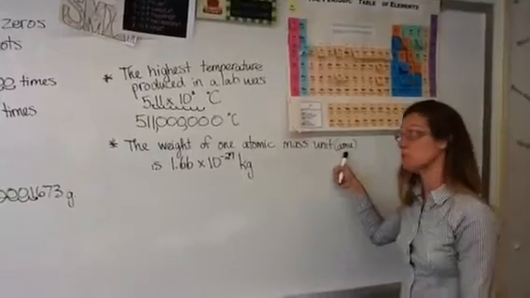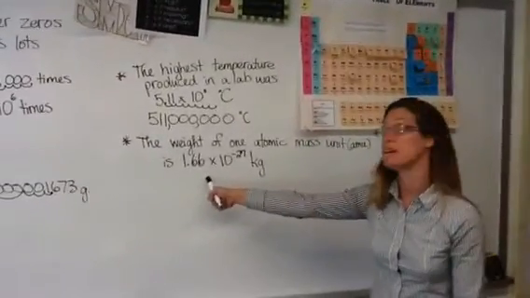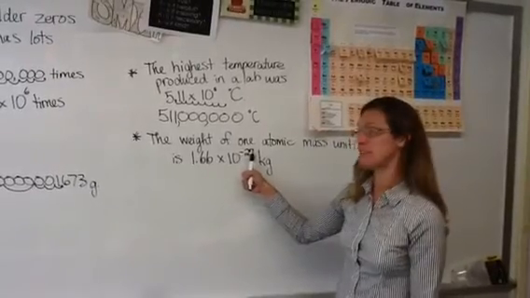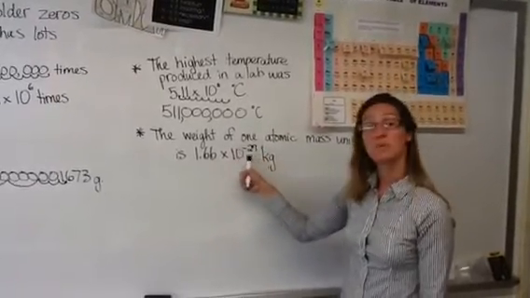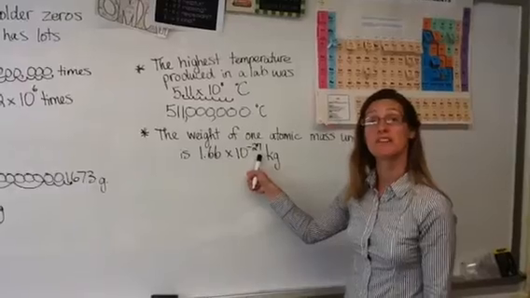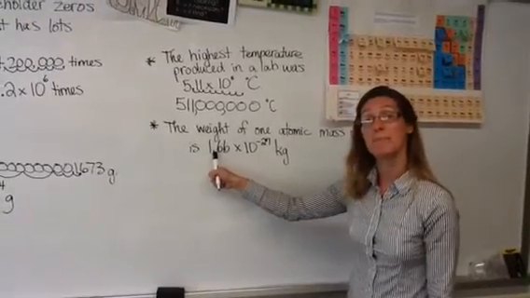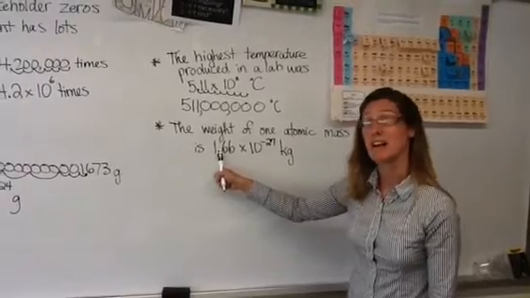The weight of one atomic mass unit, or AMU, you will be using this measurement later on in chemistry, so it's good to have a little background on it now, is 1.66 times 10 to the negative 27th kilograms. The negative 27 denotes that this number is a very, very small number, and I'm going to move this decimal point back 27 times.